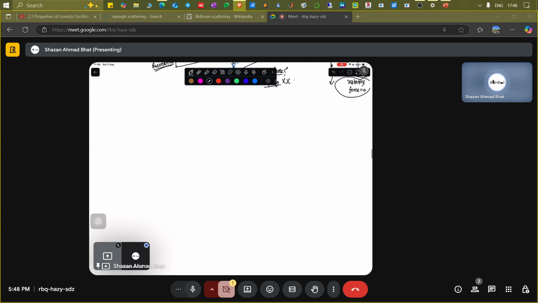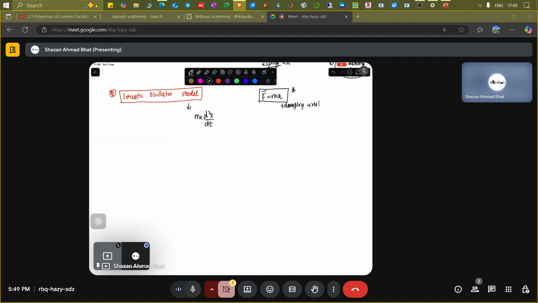Okay. So now what is going to happen? If we talk about the Lorentz oscillator model, it's just like solving the equation of motion for the electron. For the electron, we have the mass of the electron and the acceleration. It is just like Newton's law, F equals ma. So that is what you need to solve. But obviously, you will have certain damping terms and certain restoring forces. So that is what you want to solve.